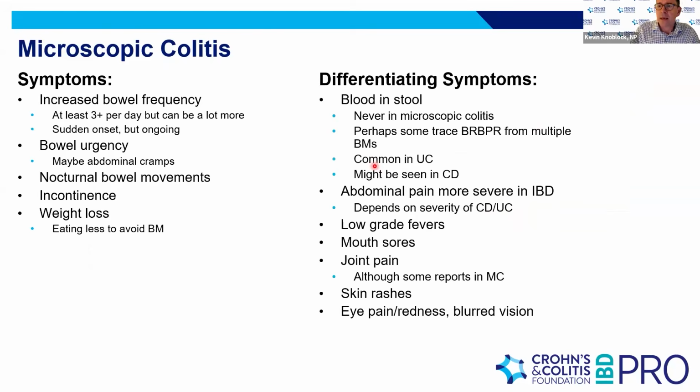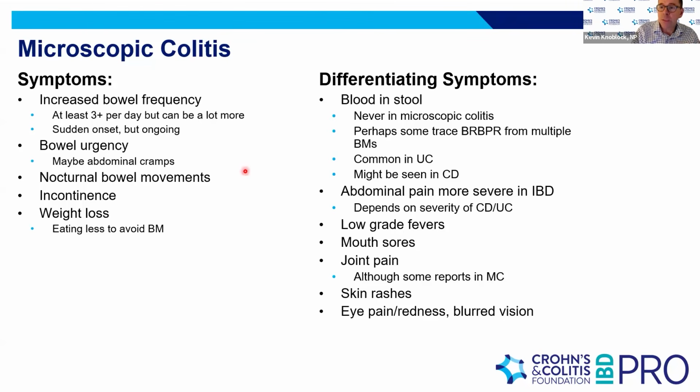Next slide. So the symptoms. What do we see with a microscopic colitis presentation? Definitely increased bowel frequency, at least 3 times per day, but it can be a lot more. This is probably more sudden onset than maybe a Crohn's or ulcerative colitis patient, depending how hard it hits them when it first comes on. There'll definitely be bowel urgency. They might have some abdominal cramps because if that stool is a bit looser, it's just wanting out, and they're going to have urgency to run to the bathroom.